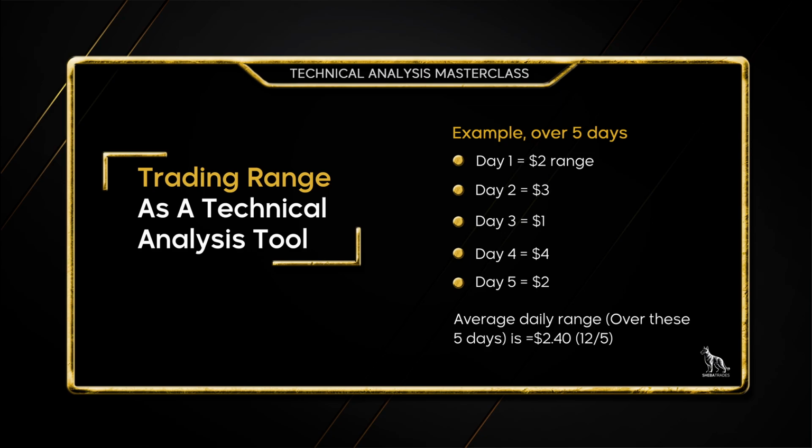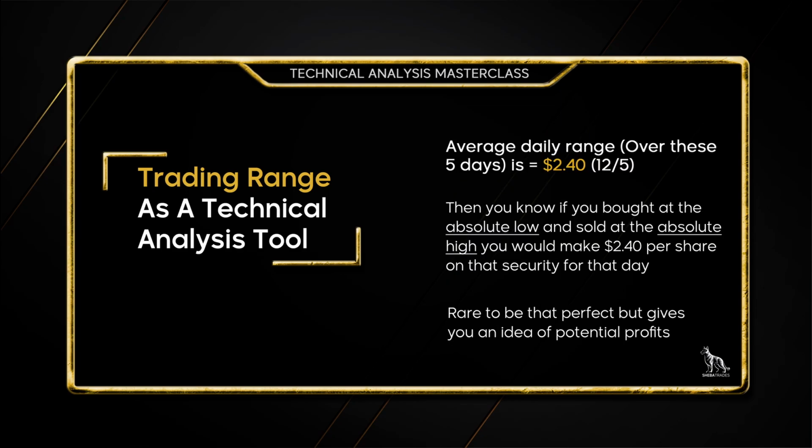Again, in this example, we're looking at the trading range as a technical indicator and maybe as a profit anticipator. So we have $2.40. So let's say over that daily range, the $2.40, if you had bought at the absolute low in this particular example, over those days of trading, and then you sold at the absolute high, then you would have made $2.40 per share of security that you had for that particular day. Now, is it common to buy the absolute low and sell at the absolute high? No, not at all. But you might be near each of those extremes, and it gives you a general feel for what your potential profits could be.